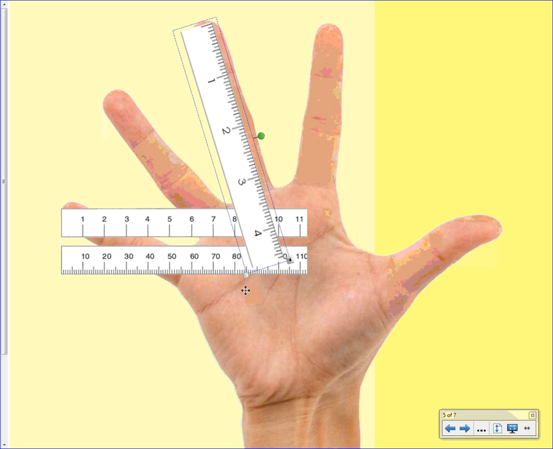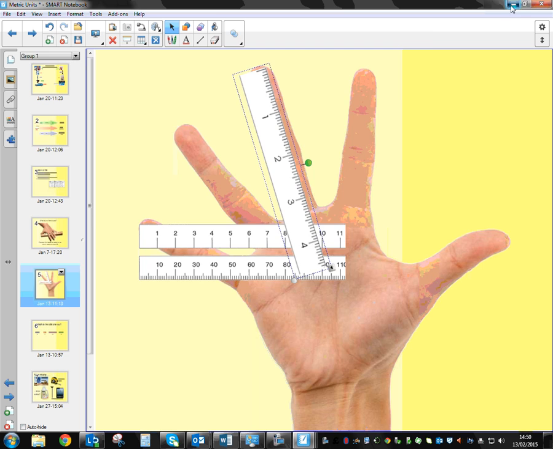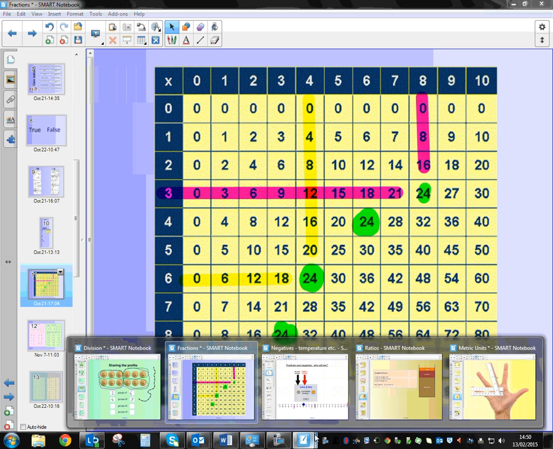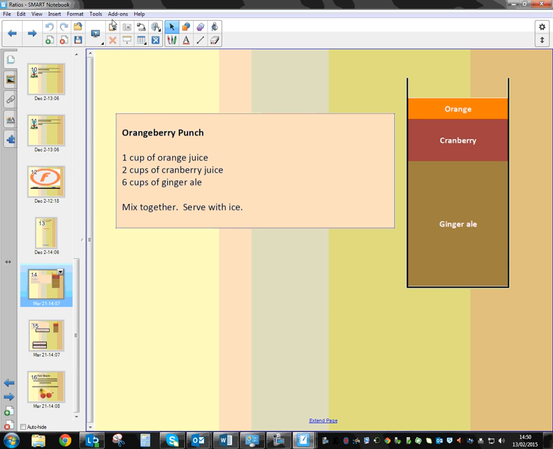So the drag and drop is very good. Also very good for sorting things into groups. You can create boxes where they sort them into, or the overlapping circles. You can get them to drag or even write things in there. Okay. And the other one is getting a bit creative with some of these pictures.